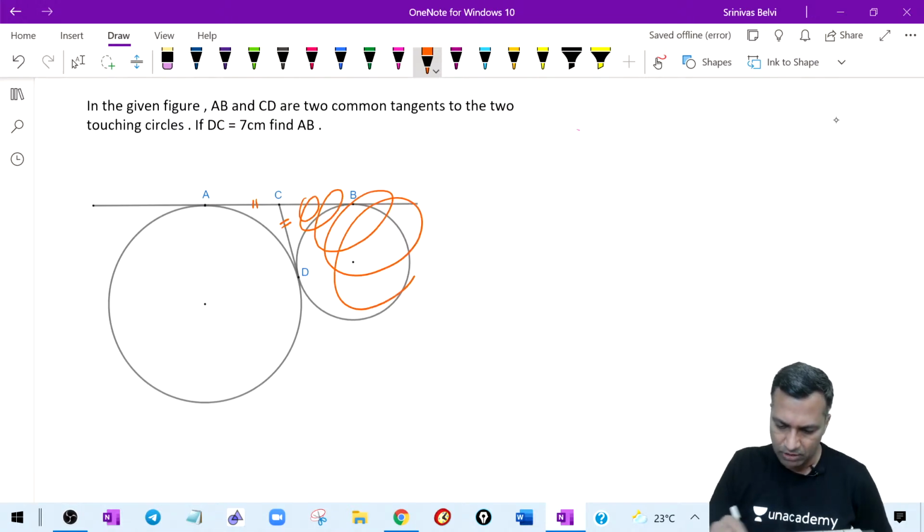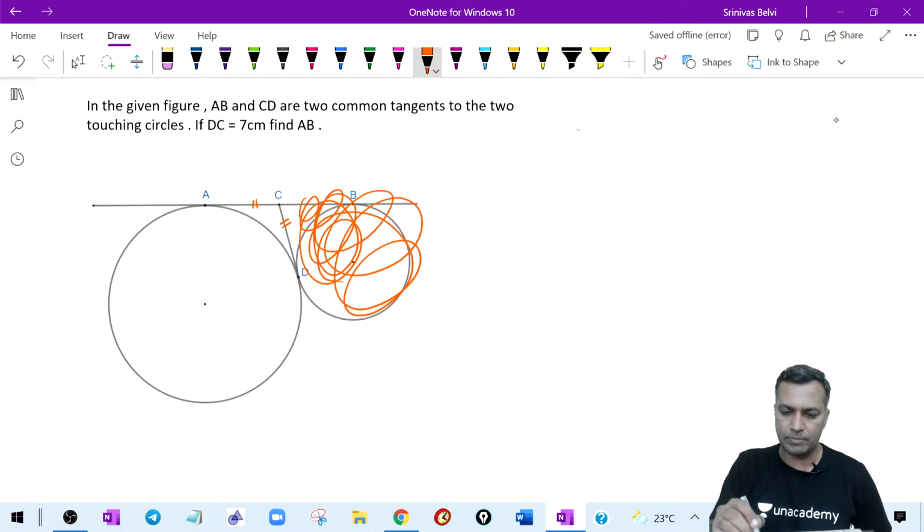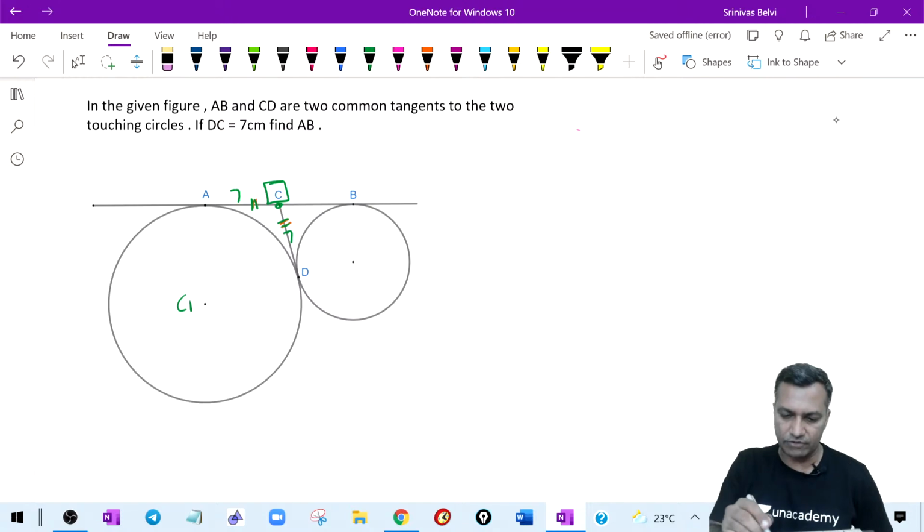Forget this side of the story. Just look at the bigger circle whose center is C1. Here, C is an external point. From an external point, two tangents can be drawn and they measure equal. The author says that this is 7, then I know that this is also 7. Okay, all right.